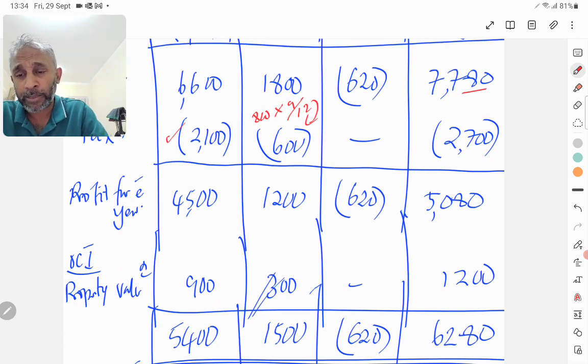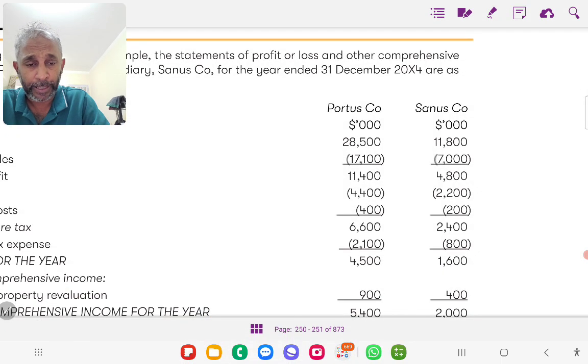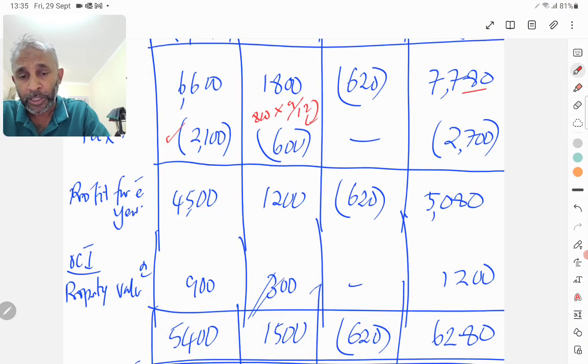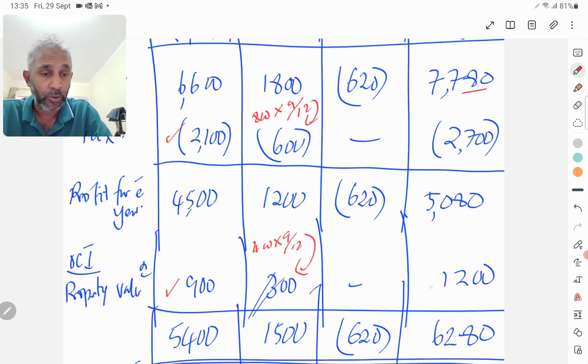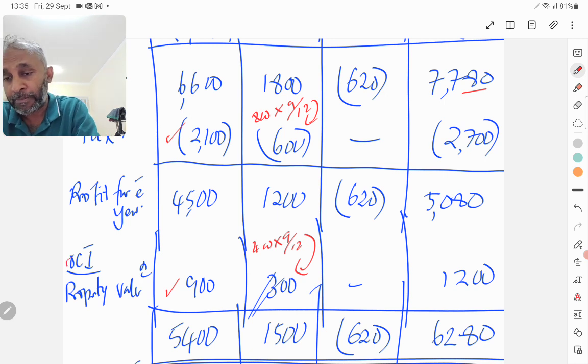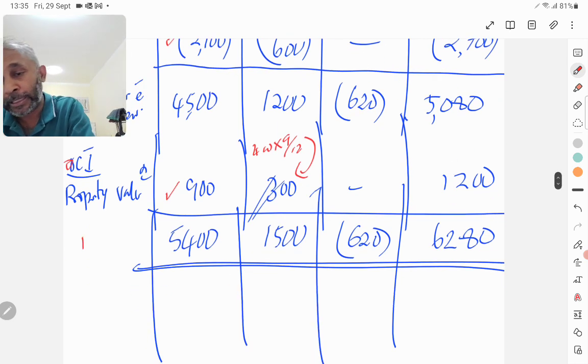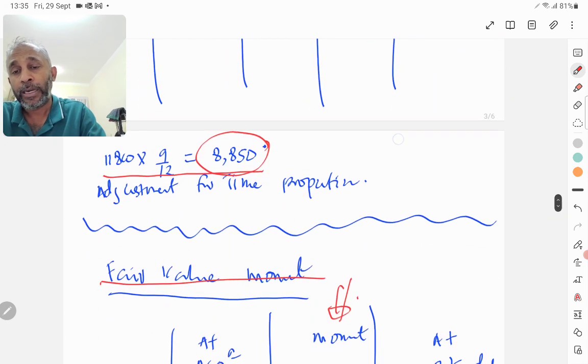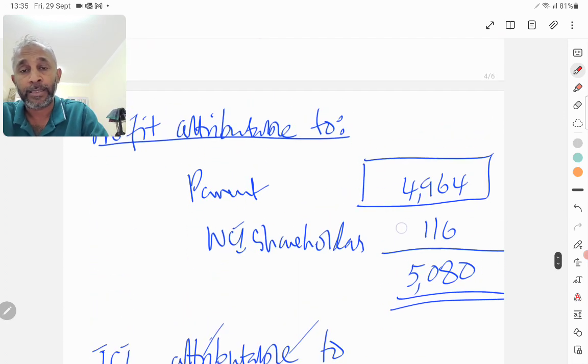And then the question is also giving you property valuation for other comprehensive income. So 900 for parent and 400 for subsidiary. So 900, 100% I take, and from 400, same story, 9 over 12, you get 300. So you get total other comprehensive income of 1,200. Accordingly, we name this total comprehensive income. One last step, I need to split this 5,080 and this 6,280 as attributable to parent and subsidiary.